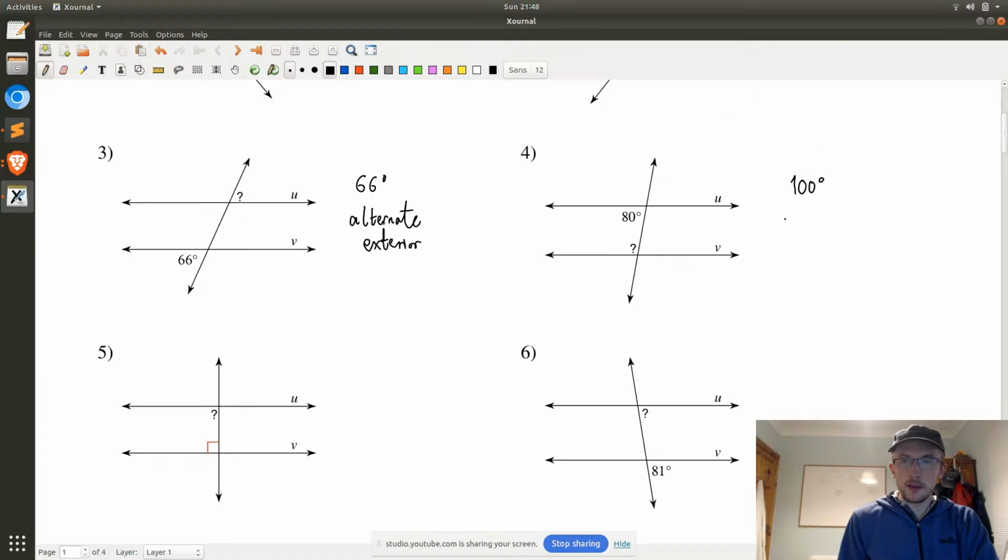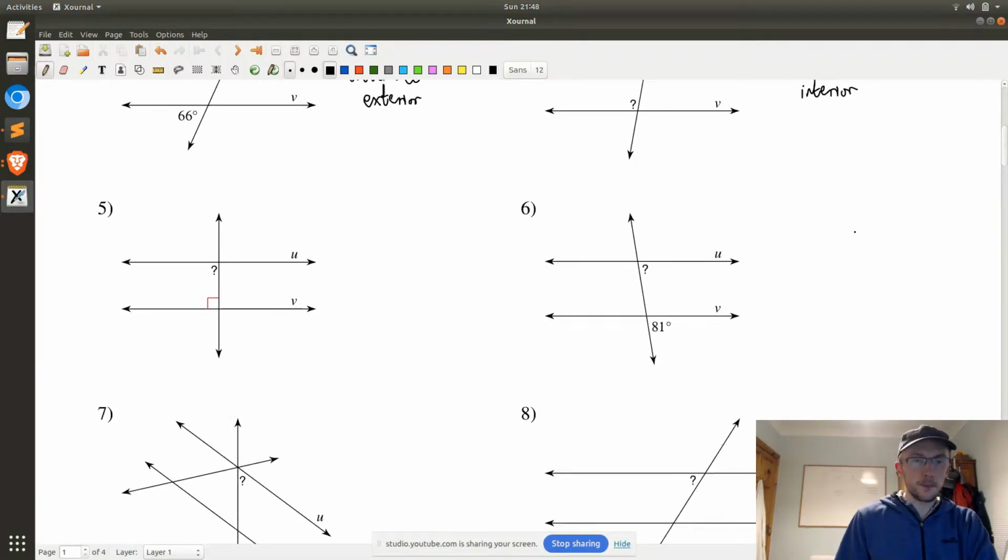100 degrees. The reason being they would have to be consecutive interior angles. 90 degrees. Same story. I'll use the synonym, the UK synonym. 81 degrees, as they would have to be corresponding angles to one another.